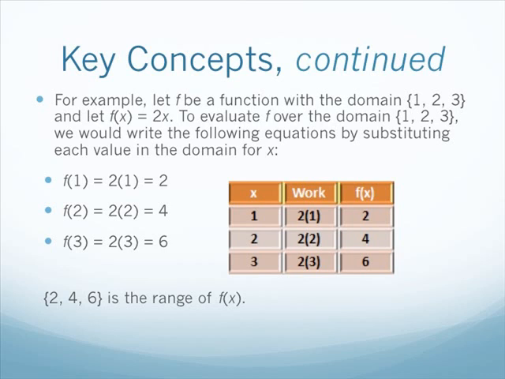So we have f of 1 equals 2 times 1, which equals 2; f of 2 equals 2 times 2, which is equal to 4; f of 3 equals 2 times 3, which is equal to 6. And you can see that I included a table within this slide so that you can see what it looks like as well. So therefore our range values of f of x are 2, 4, and 6.